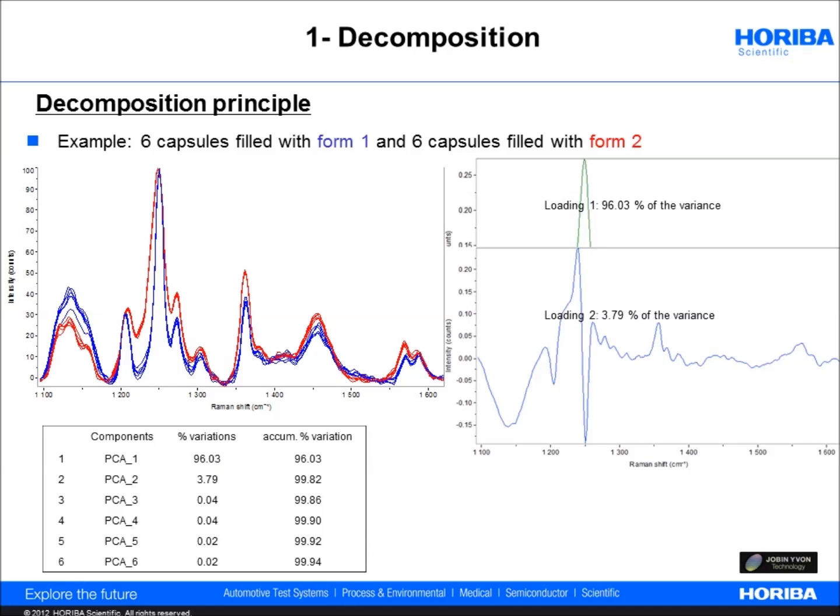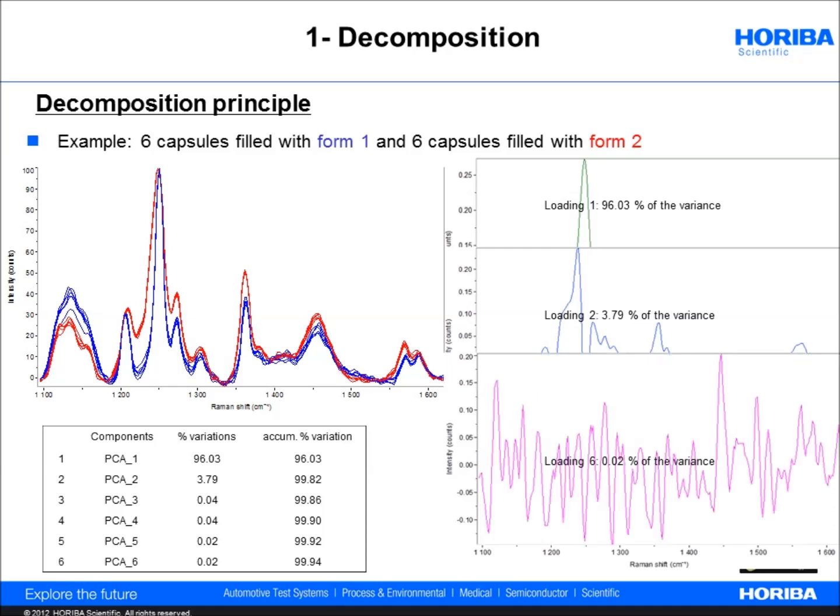This loading expresses only 3.8% of the total variance. Going deeper in loading examination, we observe that loading 6 accounts for only 0.02% of the variance and does not show any interesting spectral feature. This kind of loading is useless and should not be considered. This information is summarized in the table.